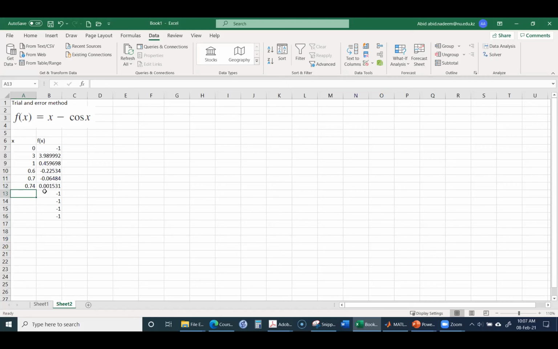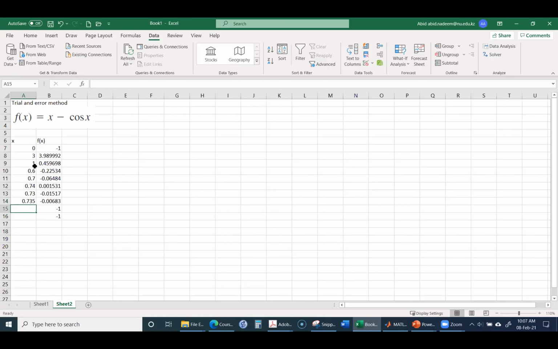Yeah, now it has increased further. But it is minus and then plus. At 0.7 it is minus, and at 0.74 the value is plus. So it should be between these two values. So maybe it is 0.73. Yeah, so 0.73 gives 0.01. So now I can see that it is between 0.74 and 0.73, right? So it should be 0.735.